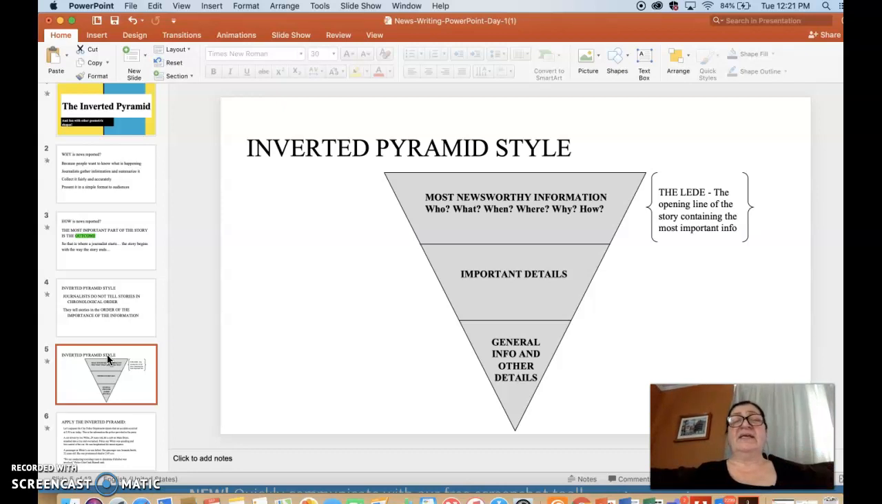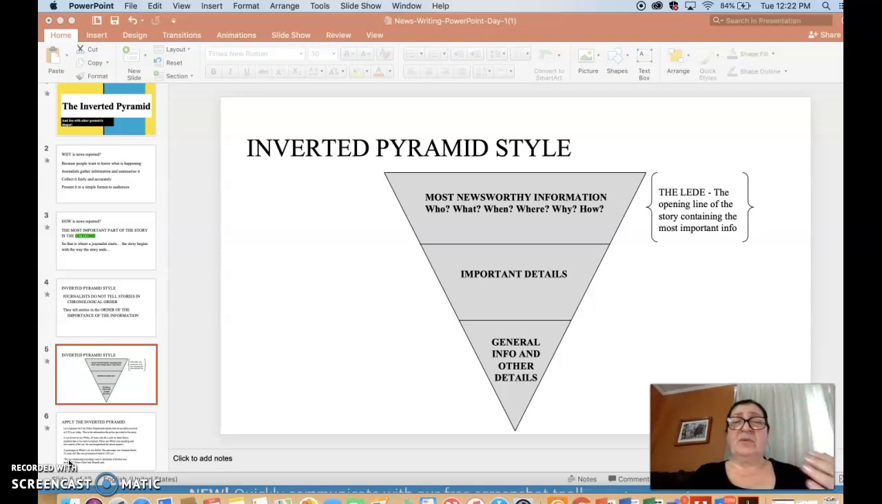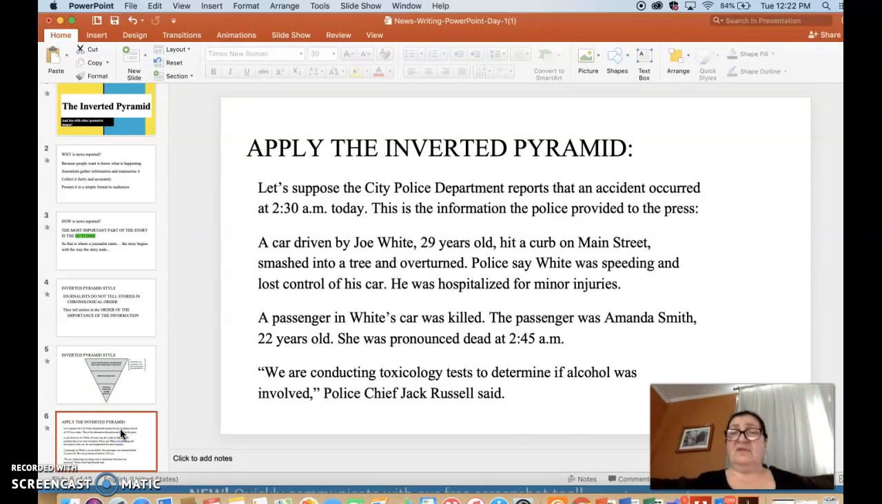So what we call a lead, L-E-D-E, or L-E-A-D, a lead, not to confuse with lead, contains the most important information: who, what, when, where, why, and how. So those important questions to ask: who did what, when, where, and why. And finally, the last one, how. That includes a little bit of detail, but not as unimportant as to be placed in the second part of the story, which is the details.